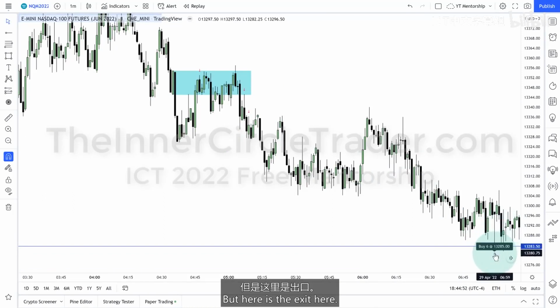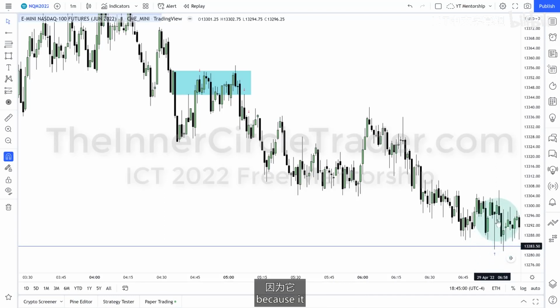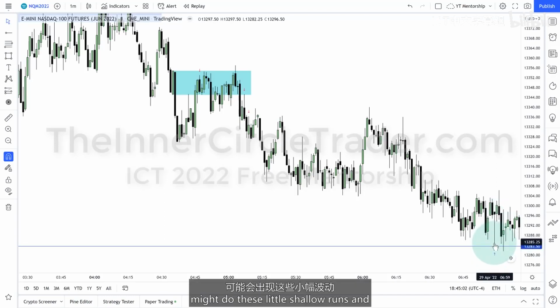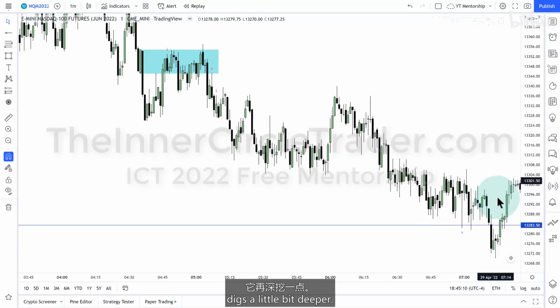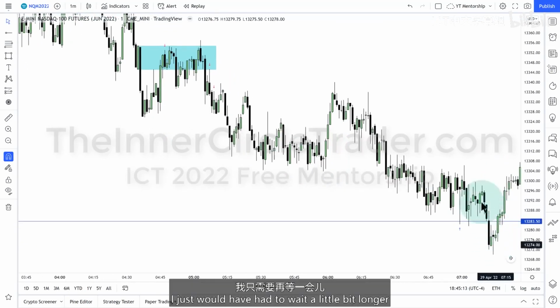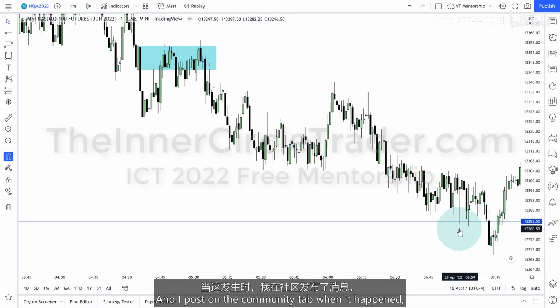But here is the exit here. I bought all 6 back at 13,285 even. I wanted to be just above the level because it might do these little shallow runs and it might not give me my fill. It does a little bit of that in here and then finally digs a little bit deeper. I just would have had to wait a little bit longer to get the fill, but it happened right there. And I posted on the community tab when it happened, boom, and showed you the little screenshot.